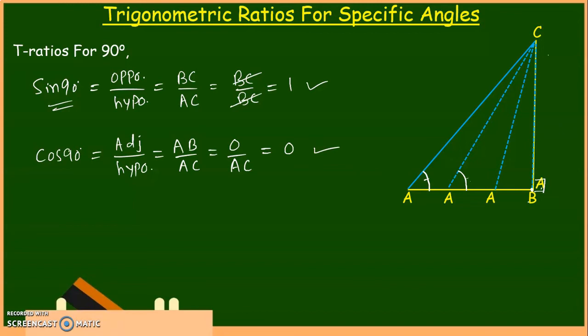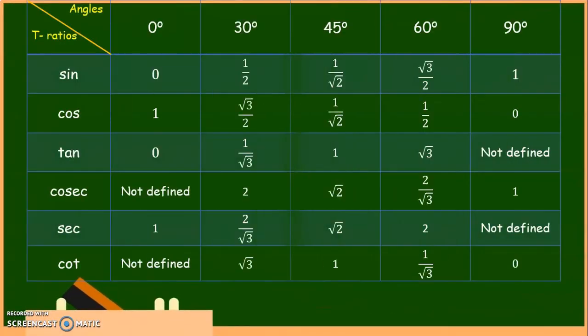And if you write it in tabular form, this is the trigonometric table. So this way we have found out the value of different trigonometric ratios at 0 degree, 30 degree, 45 degree, 60 degree and 90 degree. And this table is very important for this chapter. Let's see the simple method to remember this table.